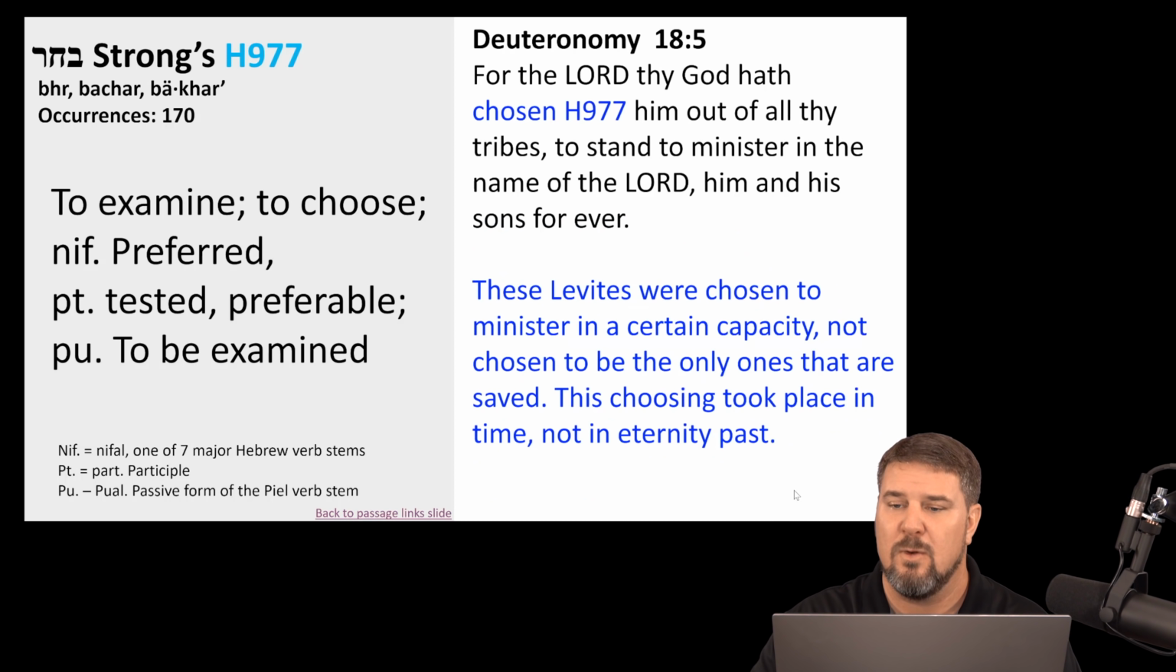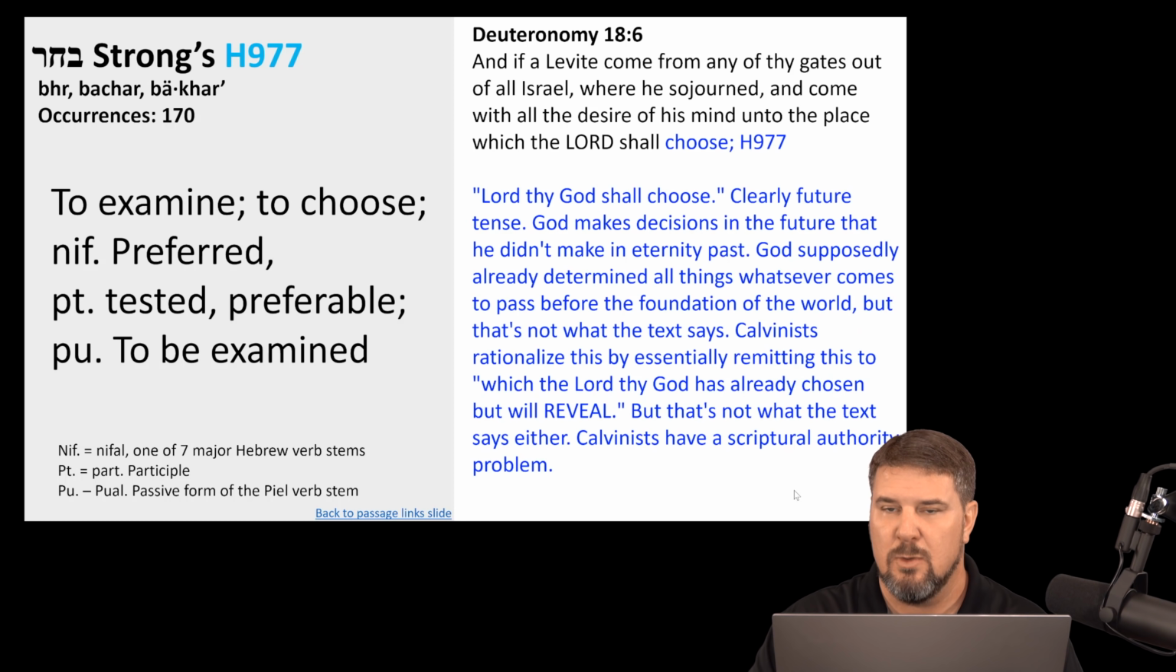Deuteronomy 18:5, for the Lord thy God hath chosen him out of all thy tribes. The Levites were chosen to minister in a certain capacity, not chosen to be the only ones that are saved. So this choosing took place in time, not in eternity past. Deuteronomy 18:6, which the Lord thy God shall choose. Clearly, future tense did not take place in eternity past.